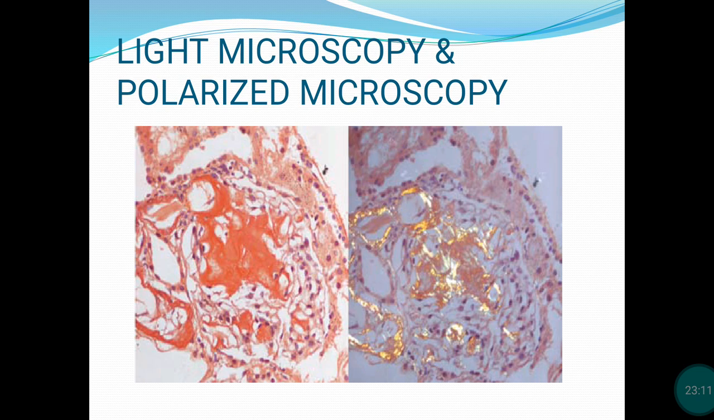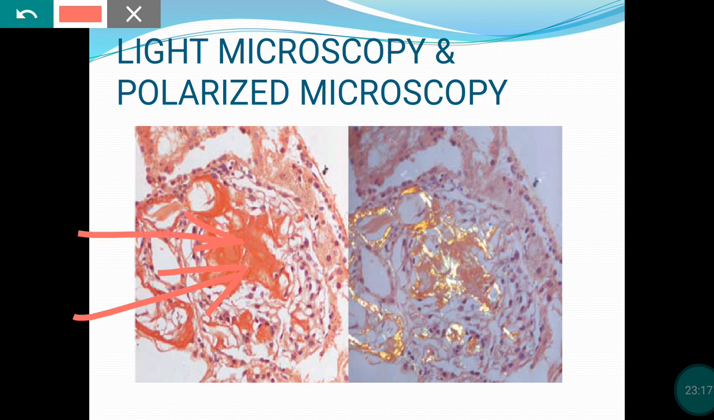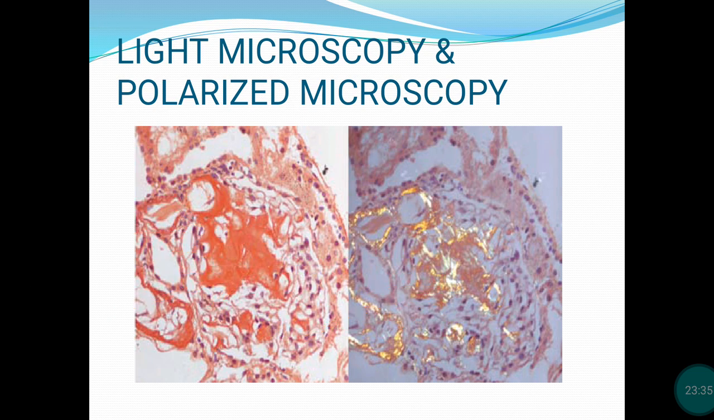So I will show you, just see. This is the Congo red deposition, red colored amyloid deposition. All these are Congo red stained amyloid, while here we have inspected it under polarized light microscopy. And in the polarized light, you can see it as birefringence. So that is regarding amyloid under the light microscopy and the polarized microscopy.